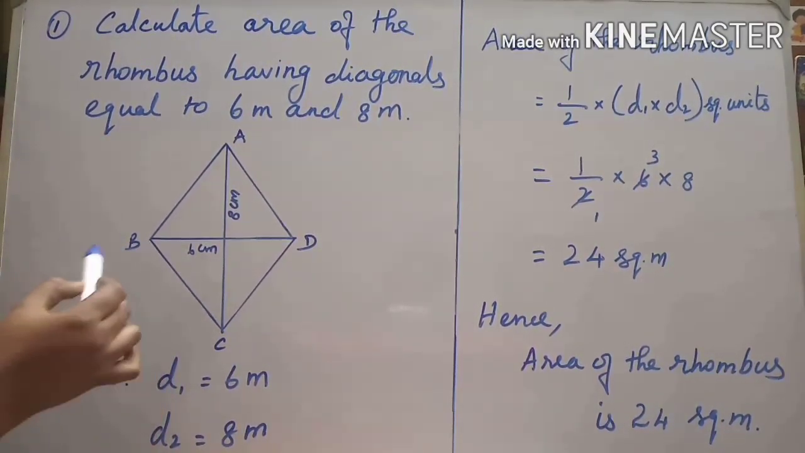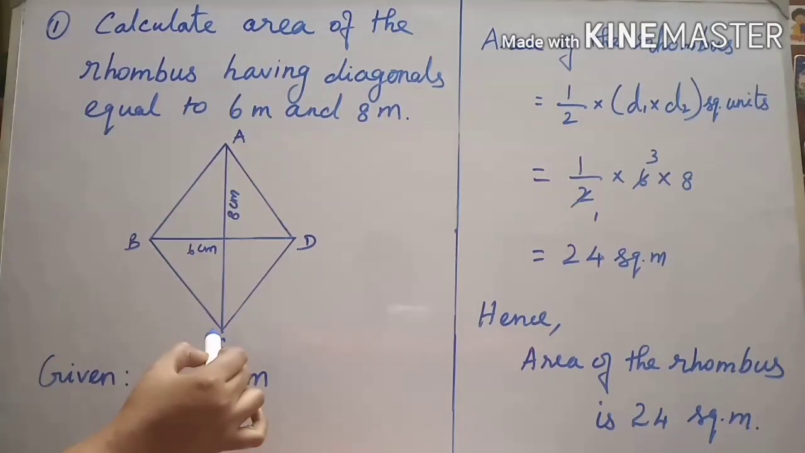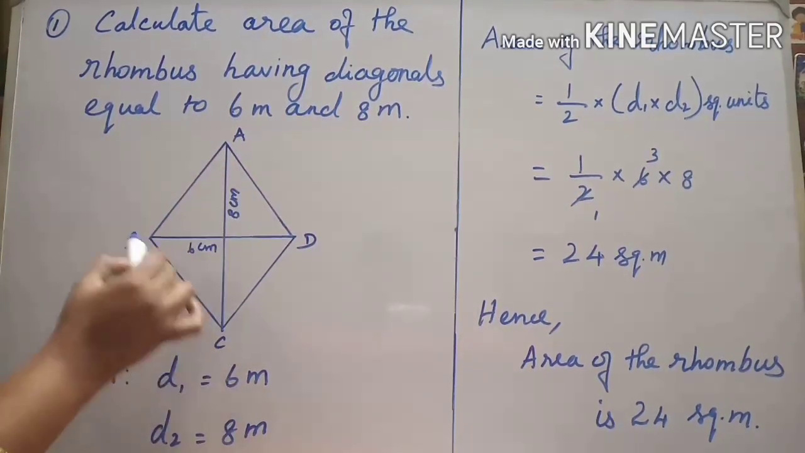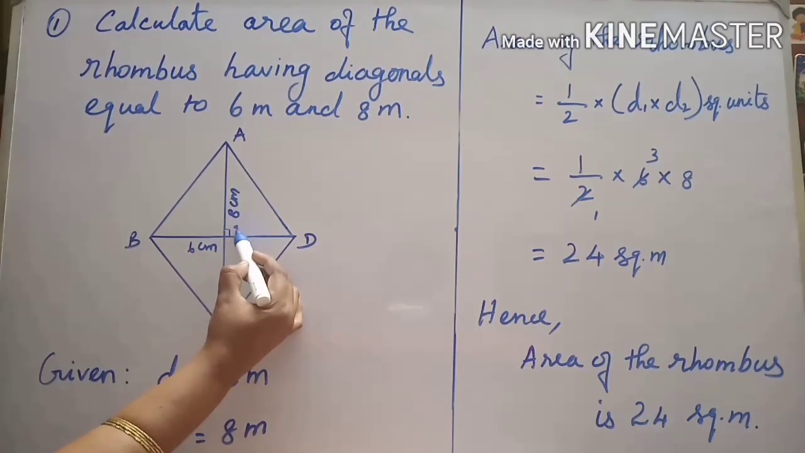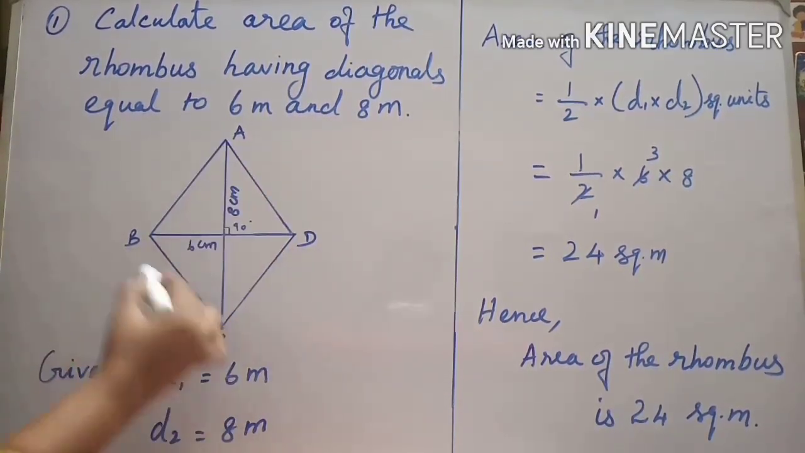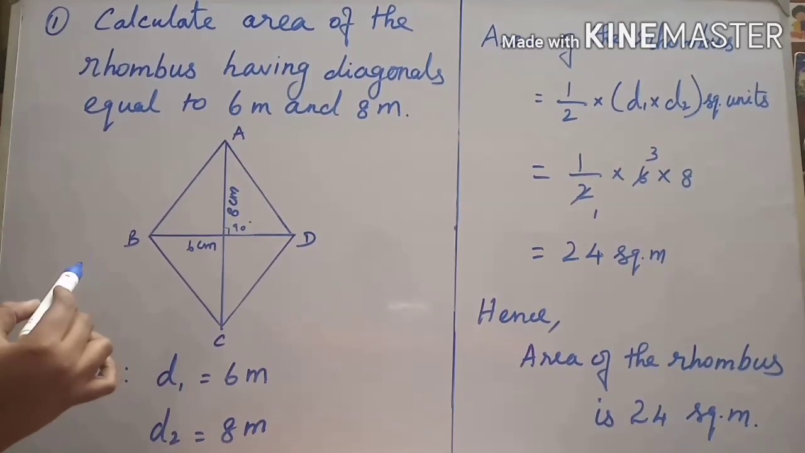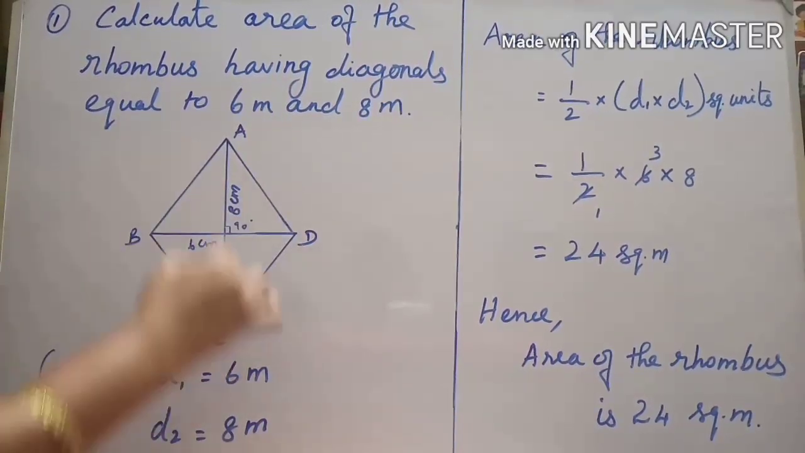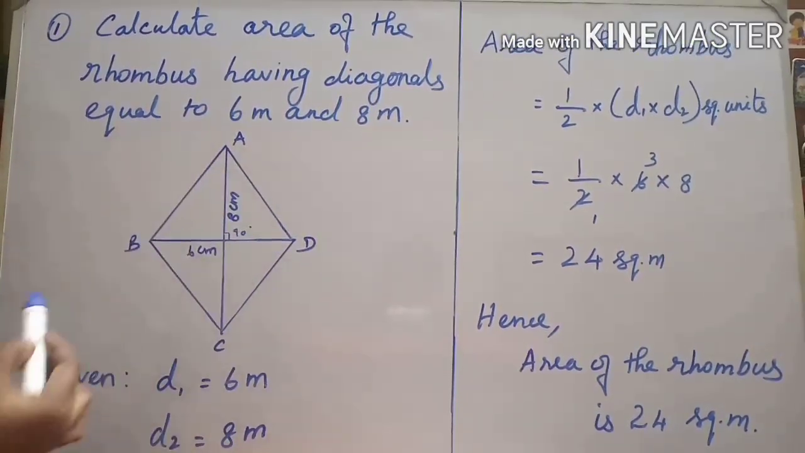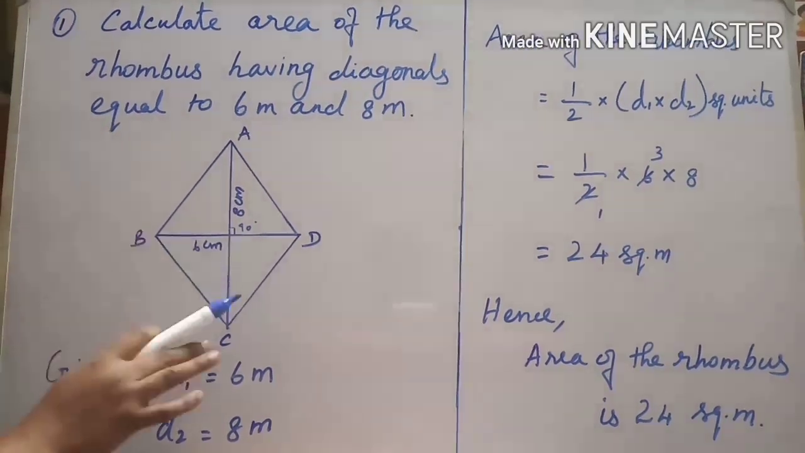Now I am going to recall the rhombus properties one more time. In a rhombus, all the sides are equal. Diagonals bisect each other at right angles, that is 90 degrees. All opposite sides are parallel and equal. That's all. Very simple. Don't confuse this property and this sum.